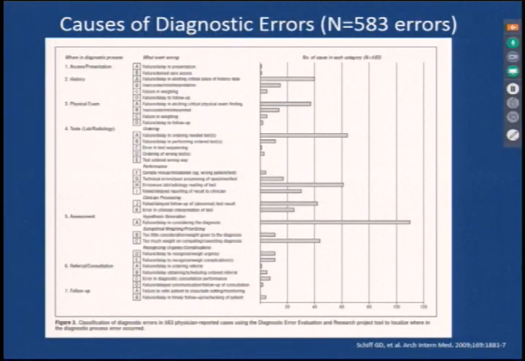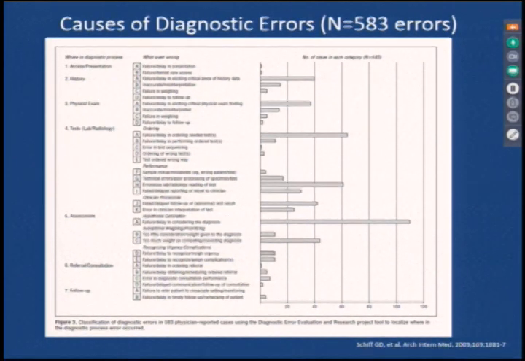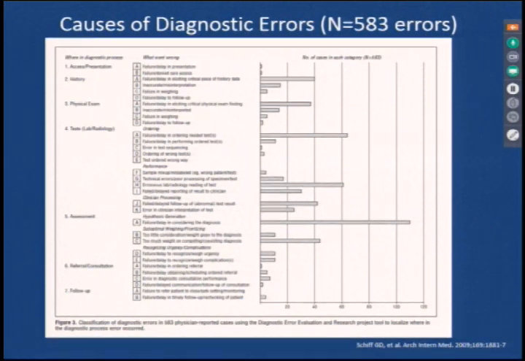I know you can't see this, but I only want you to look at the longest bar. So these are all the causes of diagnostic errors that Gordy Schiff came up with. He's a general internist in Chicago, or was. Now he's in Boston. And he went around to meetings like this and gave everybody a little slip of paper and says, please write down a diagnostic error that you're familiar with, either one you made or one you're familiar with, and then write down what you think caused it. And these are the causes.